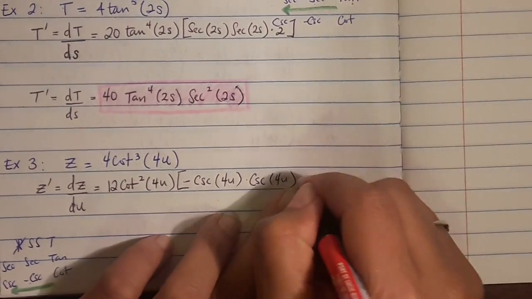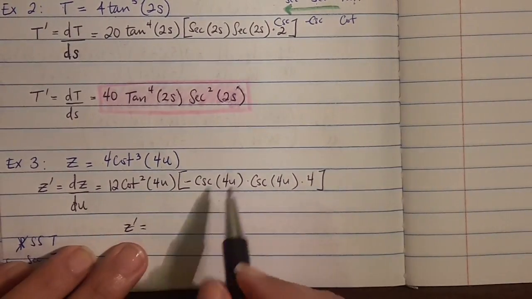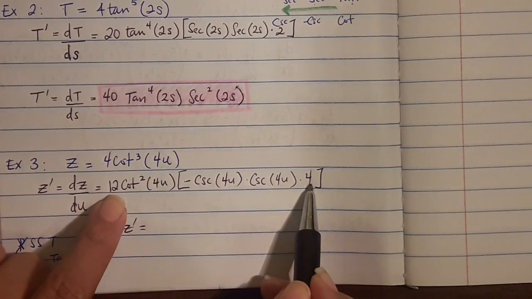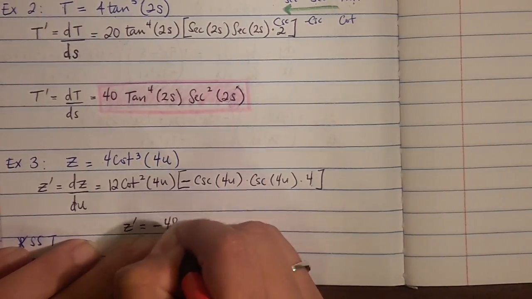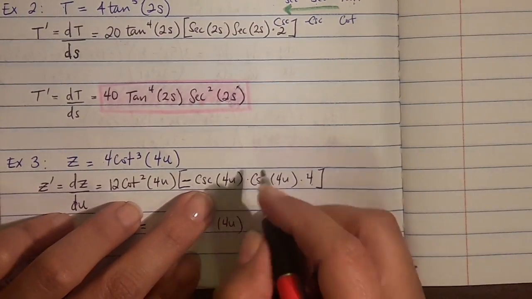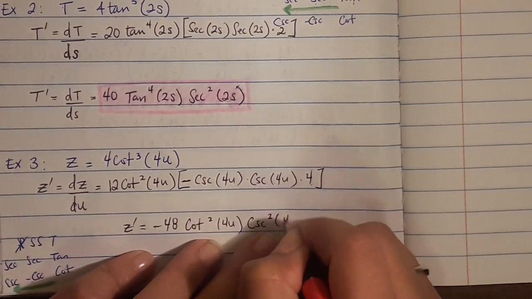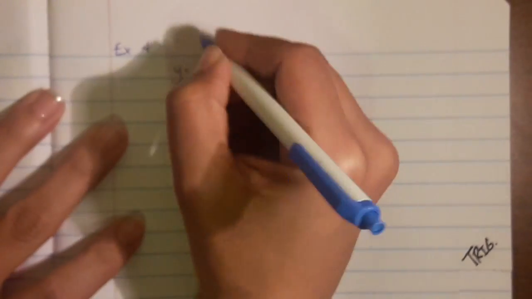So this one has an inside, 4u. The derivative of 4u is 4. So dz/du is equal to 4 times 12, which is negative 48 because of that negative as well, negative 48. And then we have cot squared 4u, and then cosecant squared, because it's cosecant times cosecant, of 4u. And that's pretty much it, guys. And again, I just want to reiterate, the biggest thing is practice. You just have to practice.